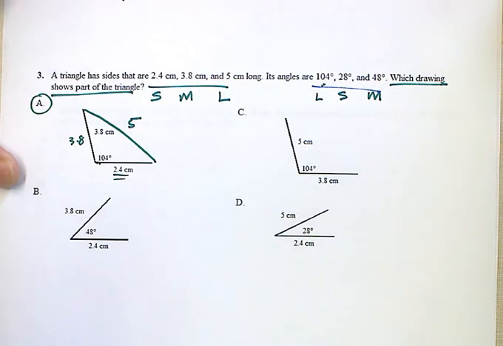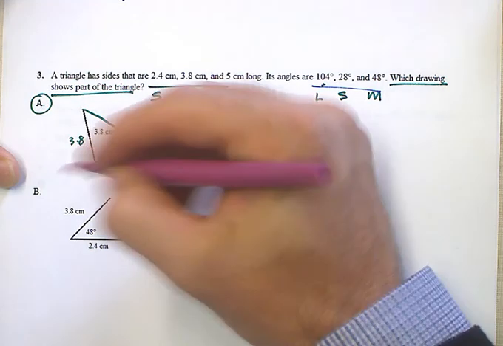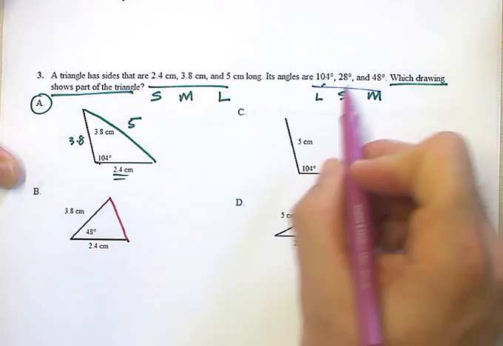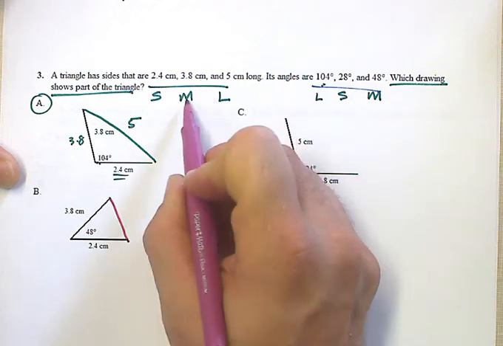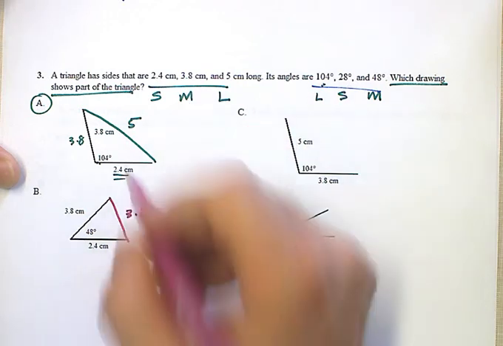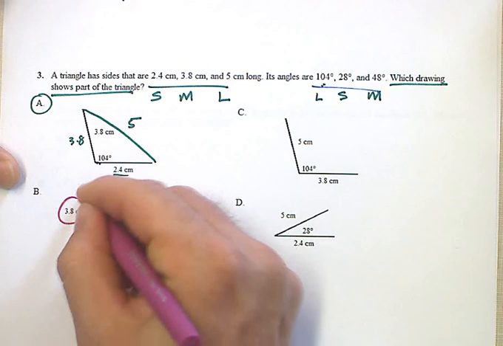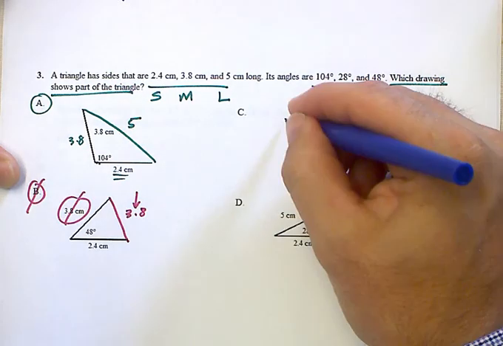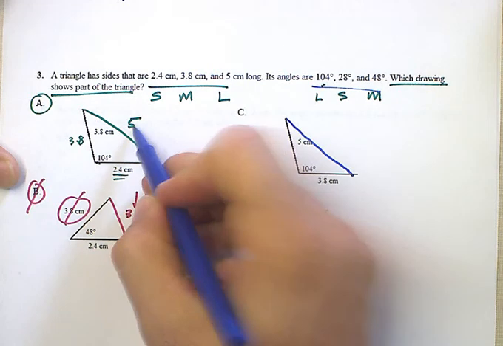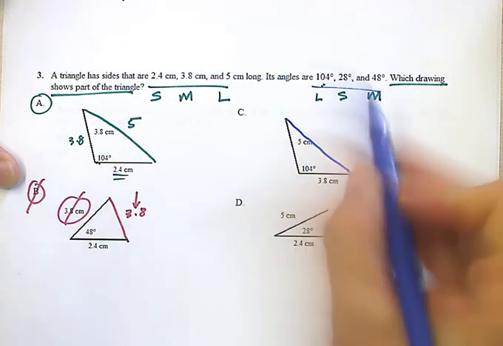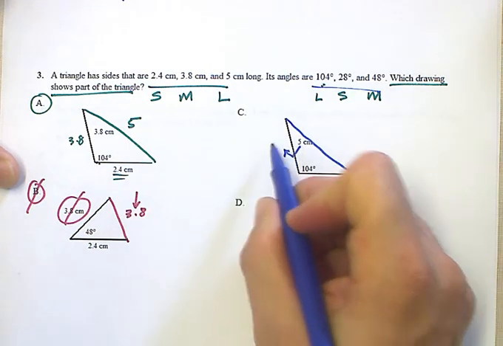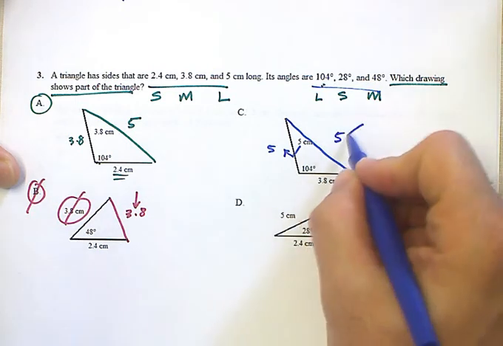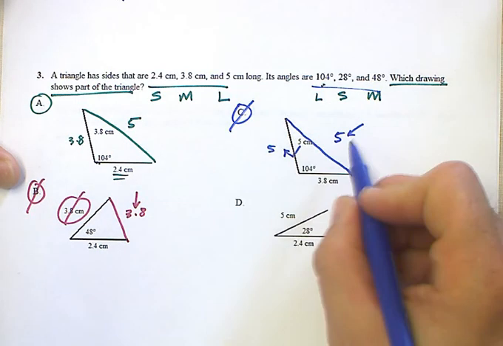If I look at the other problems, just to show what's incorrect about them, here's a 48. 48 is my medium, and my side here, 3.8 should be here, not here. That's what makes answer choice B incorrect. Let's say I'm looking at this triangle here. Right away we see in this triangle my side opposite the 104 should have been 5. So they're saying this side here is 5, okay, where it needs to be here. So this is why this answer choice is wrong, because the 5 is in the wrong place.